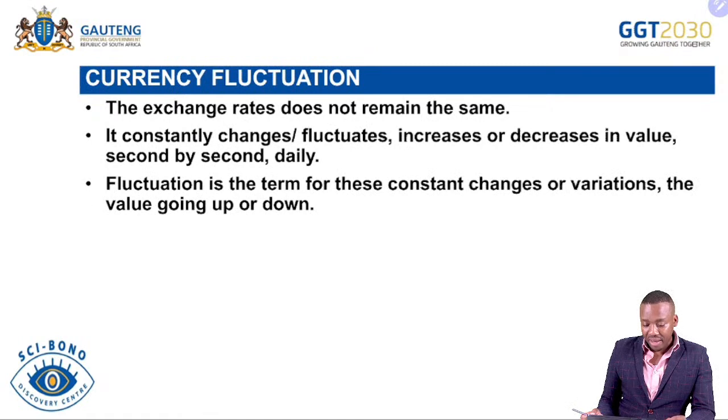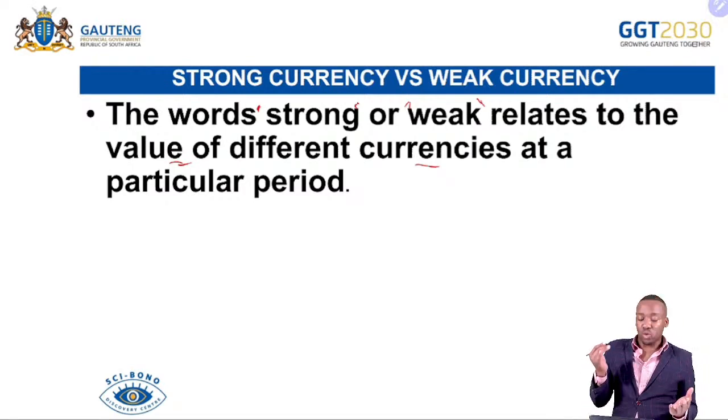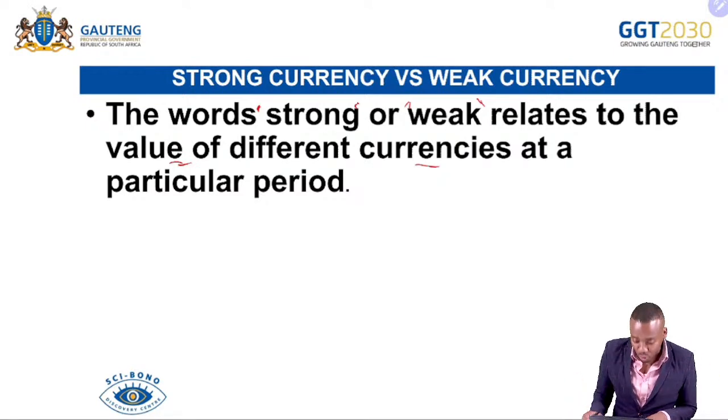What do we mean by that? We are saying currencies, they do what? They fluctuate. That is why we're going to talk about the strong rand and also a weak rand, right? So the words strong and weak currency relate to the value of different currencies at a particular period. So we are saying currencies fluctuate. The other day it will be strong, the other day it will be weak, right?